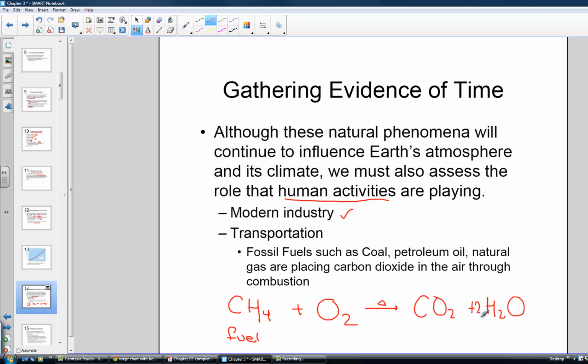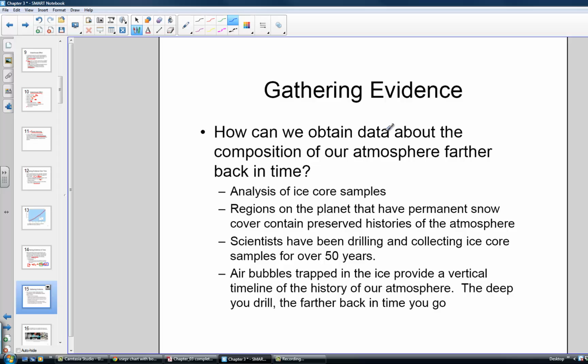And so every time we look at this particular combustion, any type of fuel that burns, we are giving a very direct level of carbon dioxide, which is a greenhouse gas, and we're adding in even more greenhouse gas through water vapor. Alrighty, so we're adding and contributing to the amount by any types of transportation and modern industry.